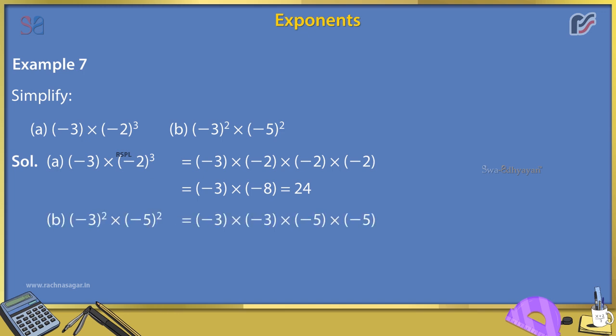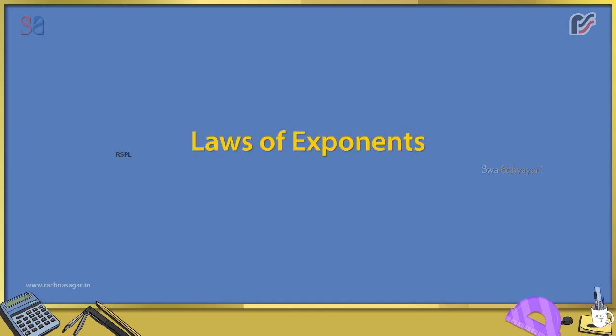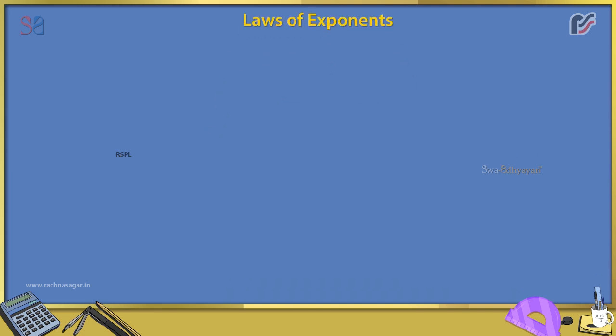B. (-3)^2 × (-5)^2 is equal to (-3) × (-3) × (-5) × (-5), which is equal to 9 × 25, which is equal to 225.